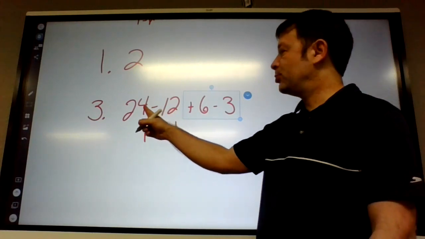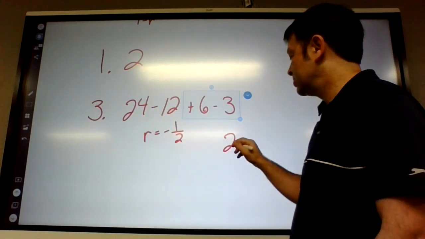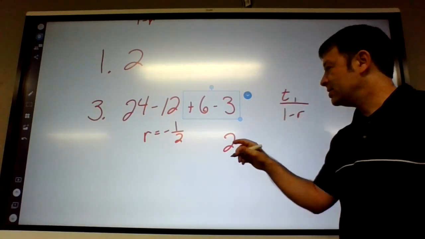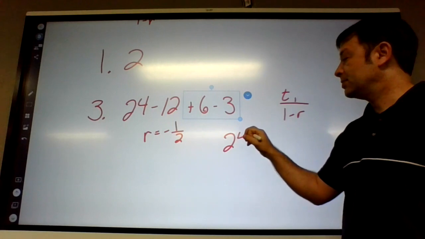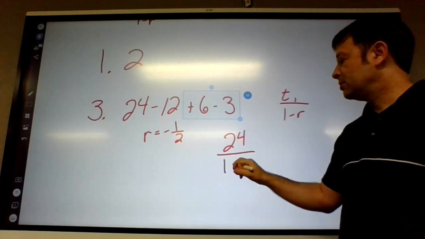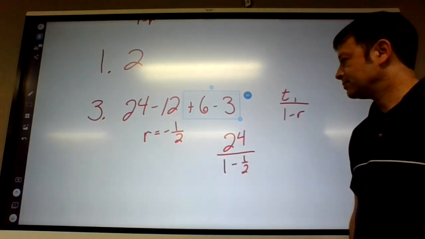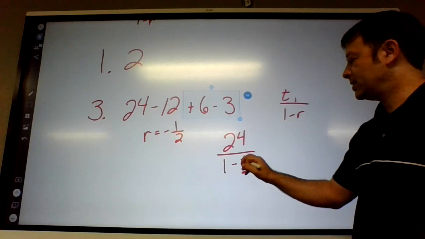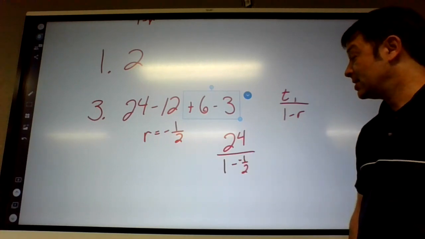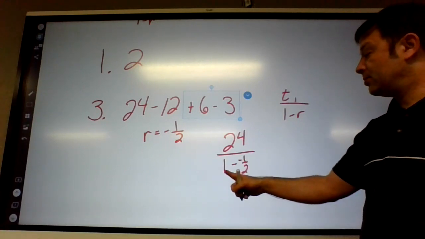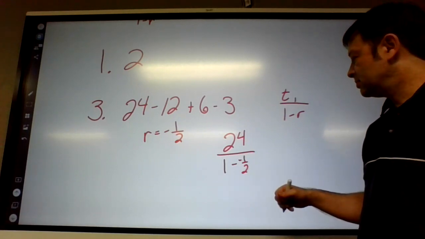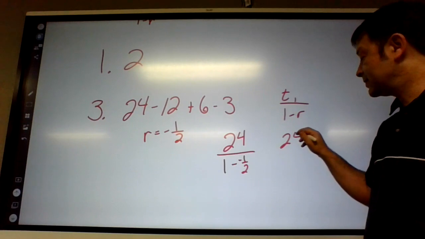So t sub 1 is 24, and the formula is t sub 1 over 1 minus r. Oh, sorry, I forgot my negative. I was going to say that doesn't make sense. Okay, so 1 minus negative 1/2 is like 3/2, or 1 1/2.